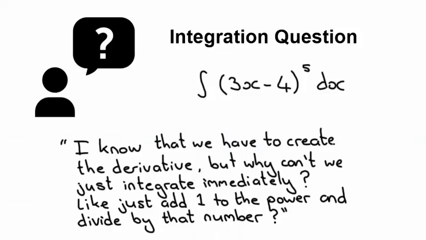One of my students is working through some integration questions, and she wanted to know with regard to inspection. She asked, I know that we have to create the derivative, because remember in inspection you create the derivative of the inner function if you don't see it there. But why can't we just integrate immediately? What she means is just add 1 to the power and divide by that number. In other words, why can't you just use the power rule? Why do you have to create that derivative?